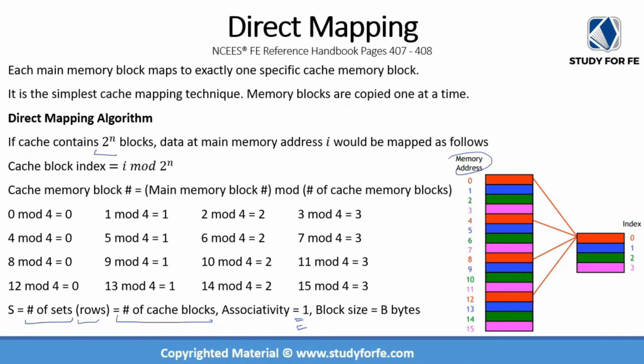And if this associativity is equal to the total number of blocks in the cache, this is very important. If this associativity is equal to the total number of blocks in the cache memory, then it basically means that we can map a given memory block from the main memory to any location in the cache memory. And that is what will happen in the fully associative mapping. Now B is pretty simple. It's the block size in bytes. And we will make use of these parameters when we develop the memory address. So that's why I'm explaining them here.